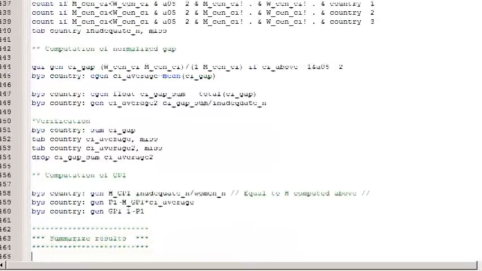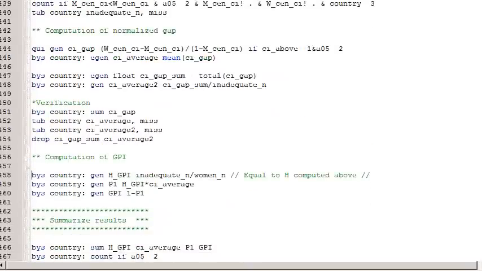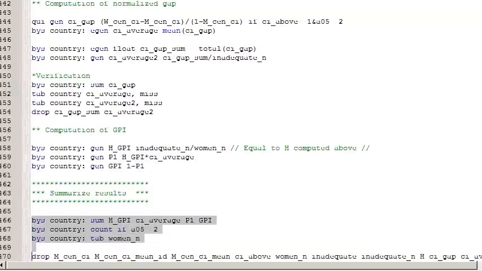Finally, we have all that we need to compute the GPI. First, we have the head count of the GPI, which is the percentage of women that live in households without gender parity. Then we compute this PI, which is equal to that proportion of women multiplied by the average gap between the inadequacy count of women and men. With this, we can obtain the GPI, the gender parity index. So then we can do some tabulations to have the final results.